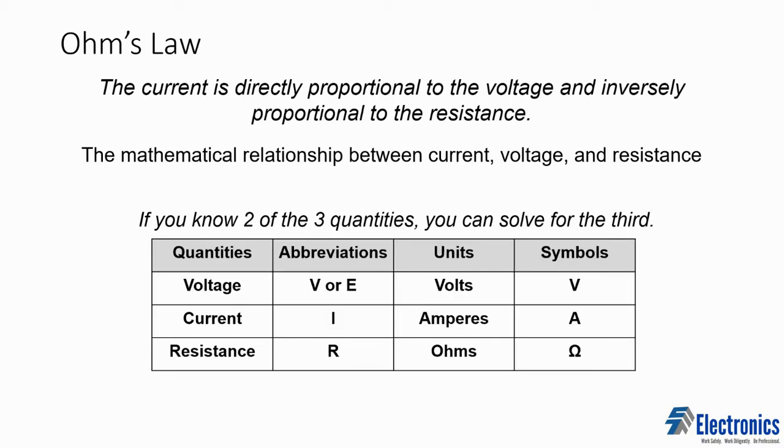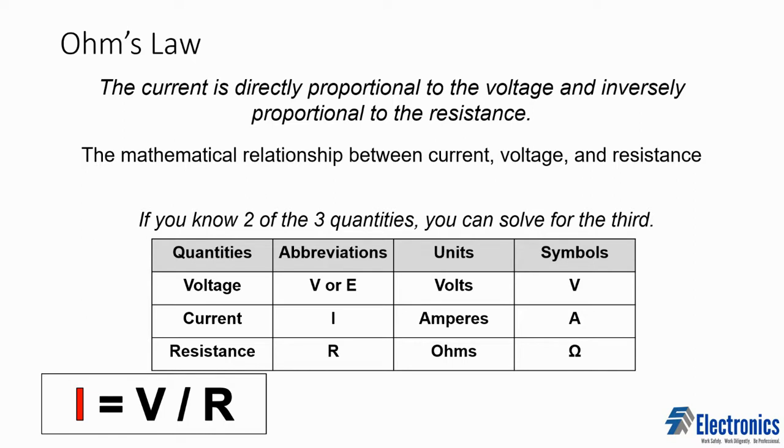I'm going to place this chart here as a reminder and for your reference. The abbreviations for voltage could be V or E. For the purposes of this video, we're going to stick with V. Current is with an I and resistance with an R. They're measured in volts for voltage, amperes for current, and ohms for resistance. And then there's the symbols for each of those: V for voltage, A for amps, the omega symbol for ohms.